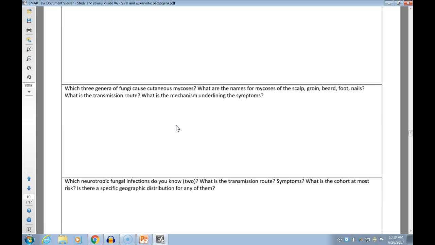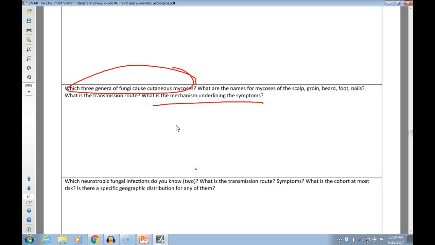Three genera of fungi cause cutaneous mycosis. We talked about Epidermophyton, Trichophyton, and Malassezia, affecting scalp, groin, and barefoot nails: Tinea barbae, Tinea pedis, and so on. Transmission route is either from soil or by contact. Mechanism underlying the symptoms: keratin destruction.